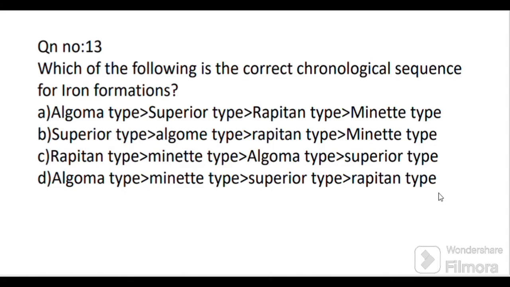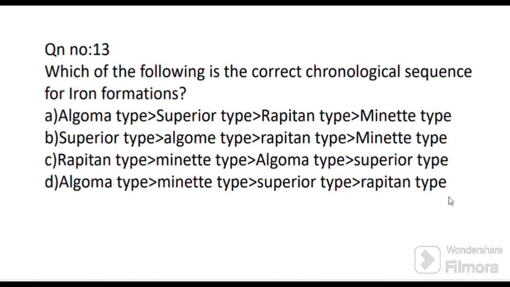Question number 13. Which of the following is the correct chronological sequence for iron formation? The correct answer is option A, that is Algoma type, then Superior type, Rapitan type, Minette type. This is the correct sequence for iron formation.